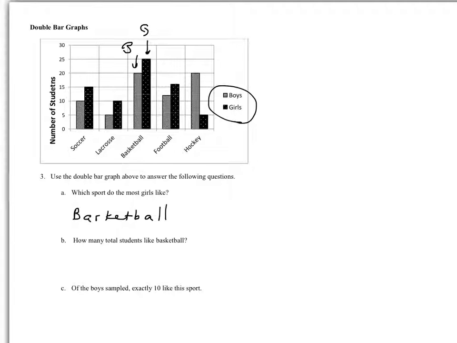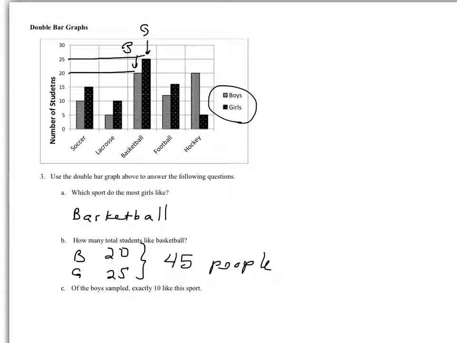How many total students like basketball? Well, we want to add the boys and the girls. So the boys are 20, girls 25, so for a total of 45 people. Okay. Of the boys sampled, exactly 10 like this sport. Well, that's got to be soccer. There it is right there.